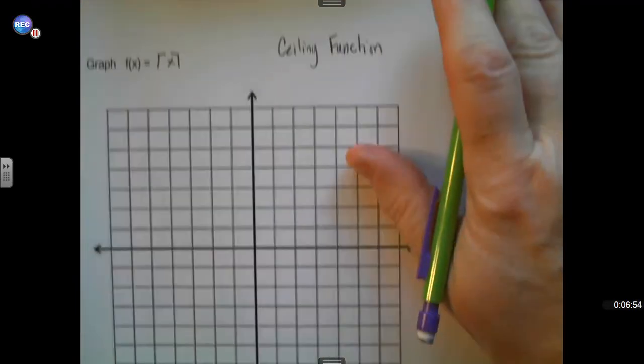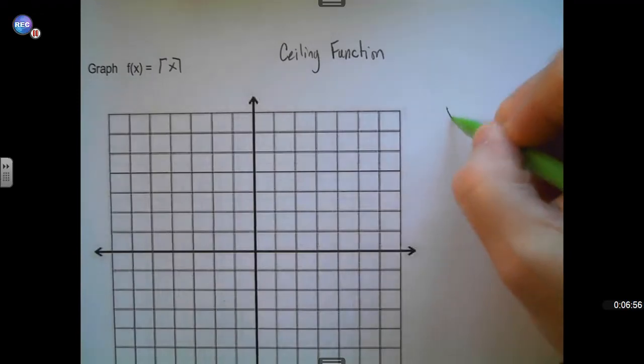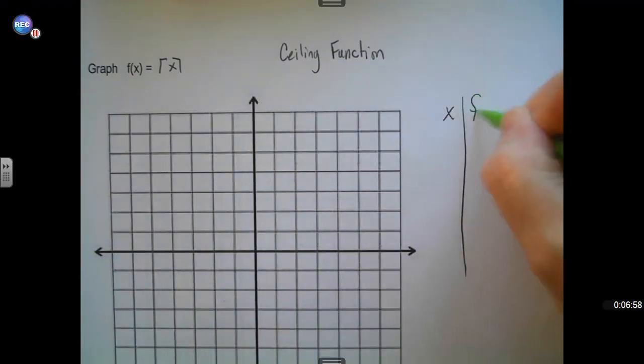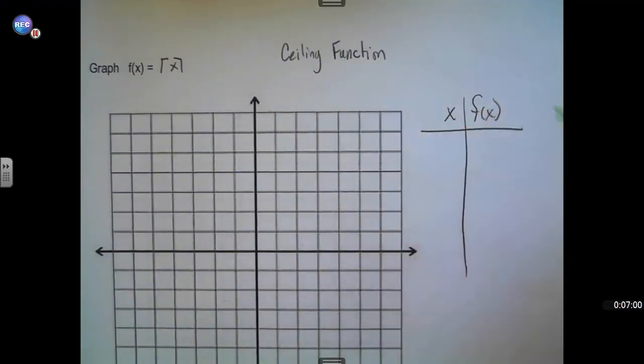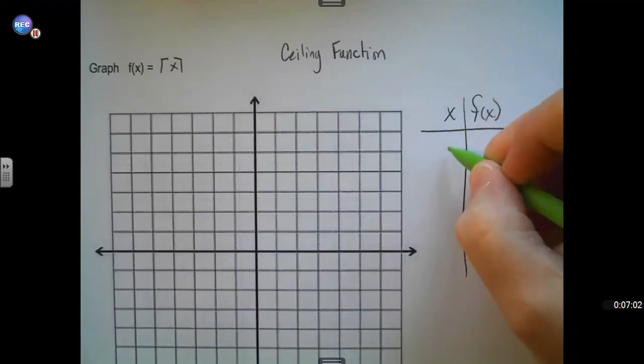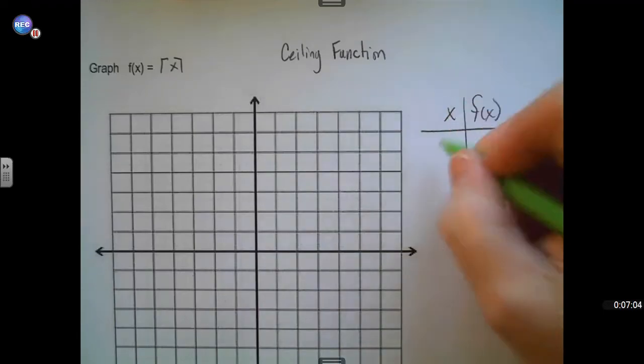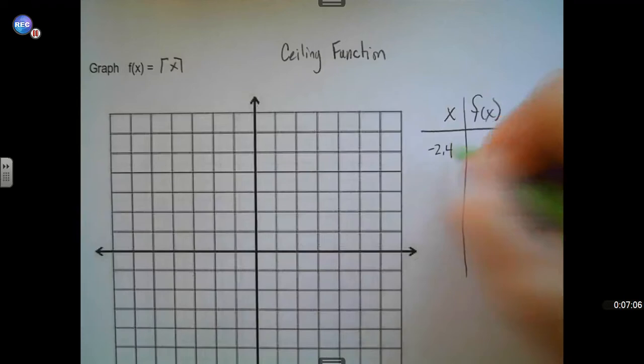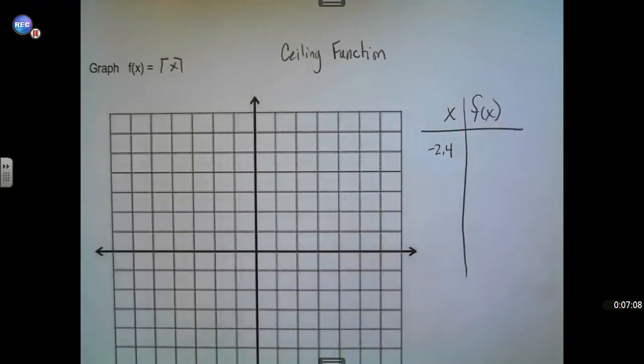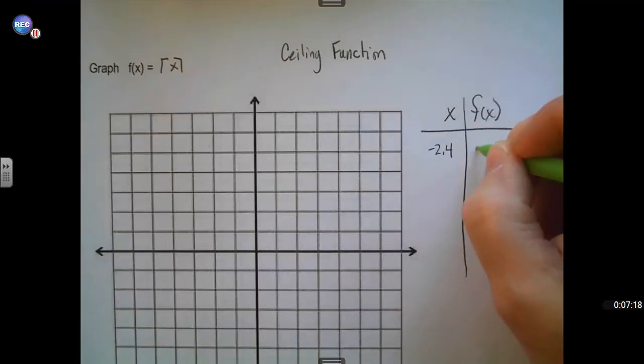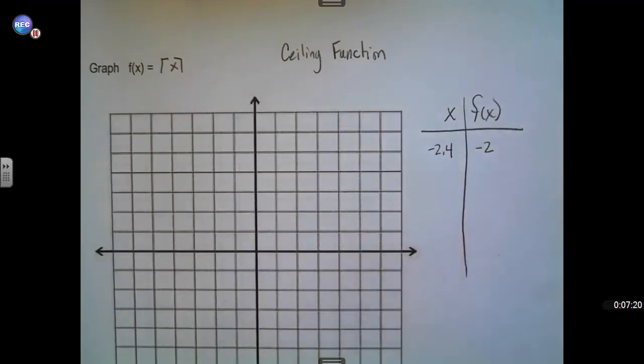So if I plug in numbers, okay, if I plug in negative 2.4, what's the integer up from that? The next integer up from that. A lot of people want to go negative 3, but remember negative 3 is smaller. So the answer here would be negative 2. So f of negative 2.4 is negative 2.